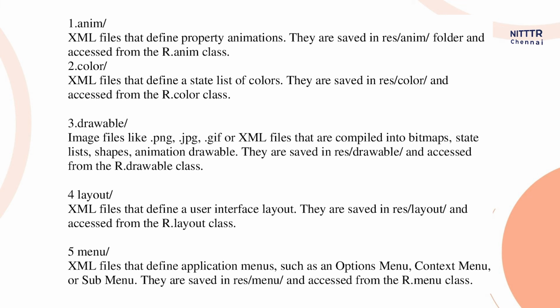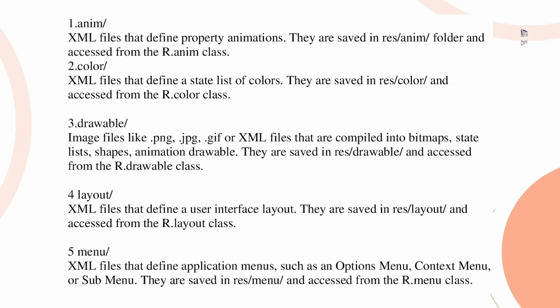So, this will define the property animations. They are saved under the resource and animation folder. This can be accessed from the R.animation class. Then the second one is color XML files. So, that define the state of various list of colors. They are saved in the resource and color folder and accessed from the R.color class.